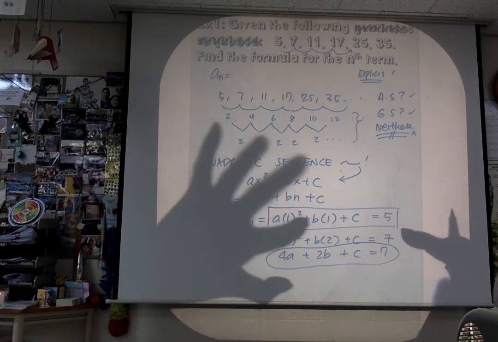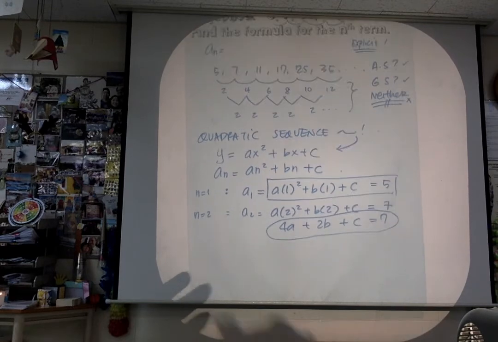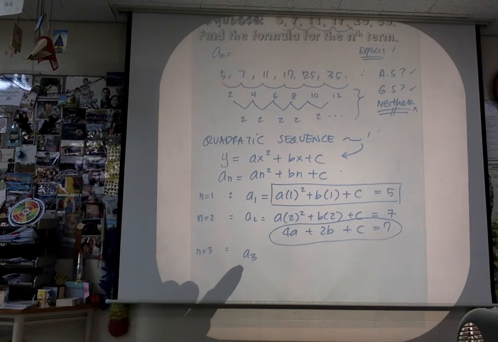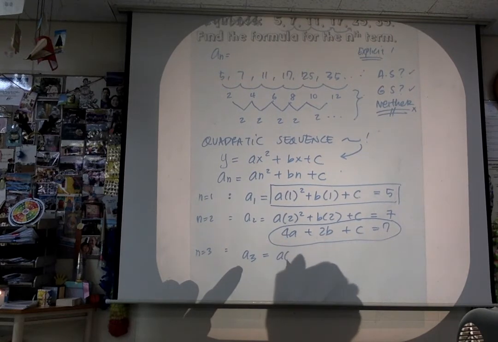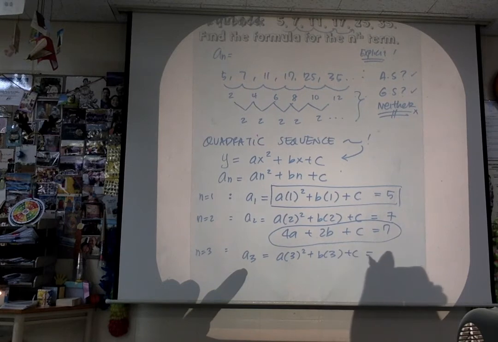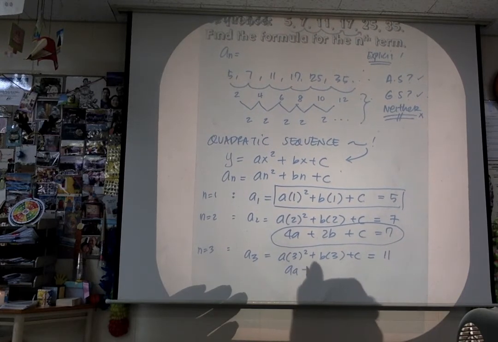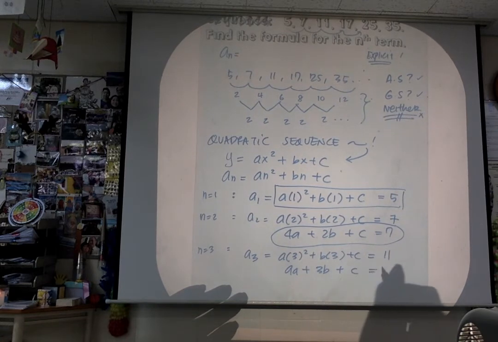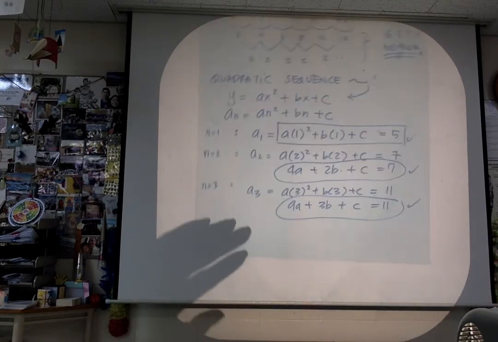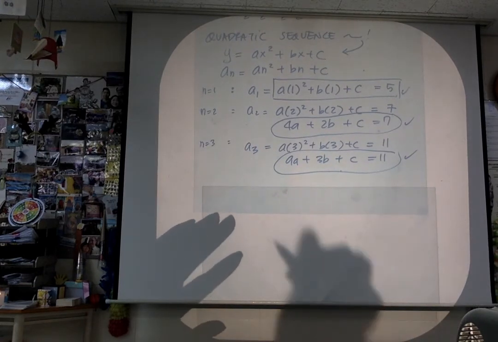We have 3 unknowns. How many equations do we need, minimally? All your skills are coming into action now. You're right. For a sub 3, we plug in 3 squared times a plus b times 3 plus c. What's the third term in the sequence? 11. And so 9a plus 3b plus c is equal to 11. Look, we have 3 equations. What are you going to do with those 3 equations? You got it. So simple.